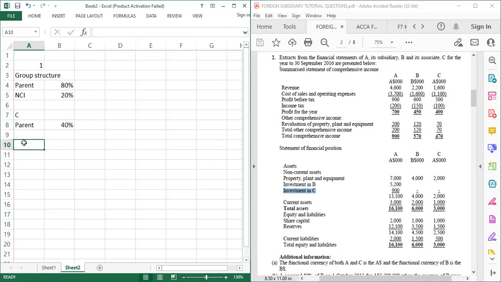The next one is you look at the acquisition date for the subsidiary. What is the acquisition date for the subsidiary? 1st October, isn't it? Yes. So October 2015. Okay. What is the reporting date? It's September 30, 2016. What is the post-acquisition period?